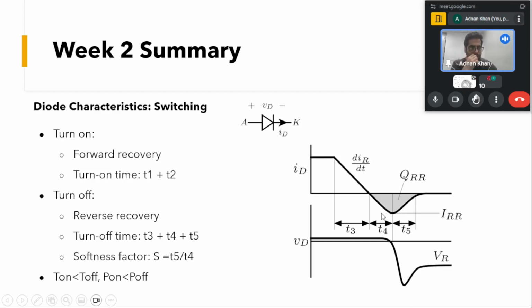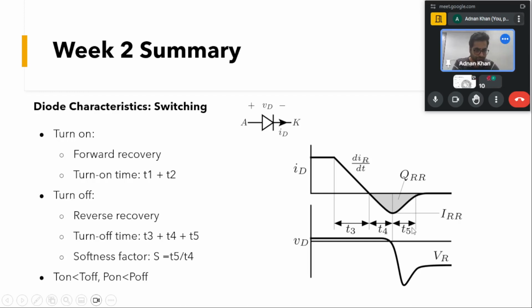This is called the reverse recovery current, the peak of the reverse recovery current. As soon as my current goes to the reverse peak, my voltage will start to build up from 0 to some voltage. It has to block some voltage. It will build up to that, and the charge associated with this reverse recovery we call the reverse recovery charge. There is one factor associated with this reverse recovery. We call that the softness factor, and that is the ratio of T5 to T4. This is how softly our device will turn off in the reverse recovery.